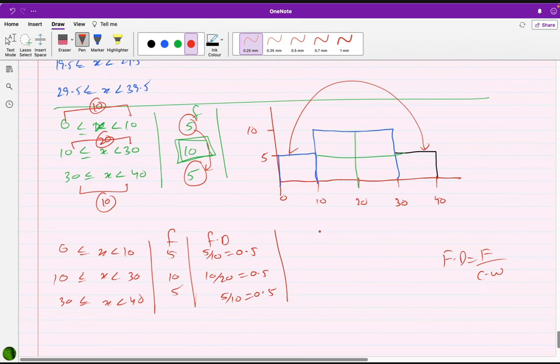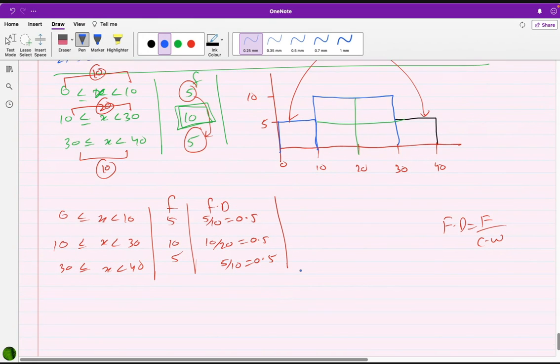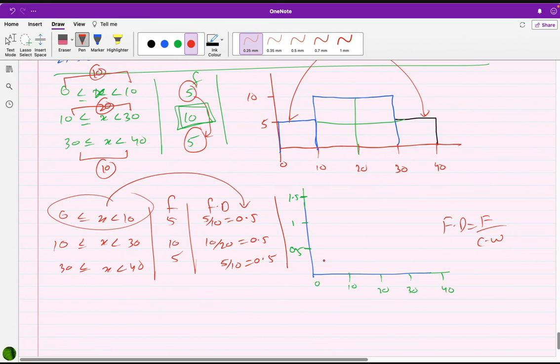Any objection till now about these? Now, when we draw the histogram using this data, it is just a coincidence that I'm having all 0.5s. Definitely, we'll have different values. So this is 0.5, this would be 1, and this would be 1.5. 0, 10, 20, 30, 40, trying to make equal divisions. Now the first height is of 0 to 10, and the height is 0.5. So the bar looks like this.